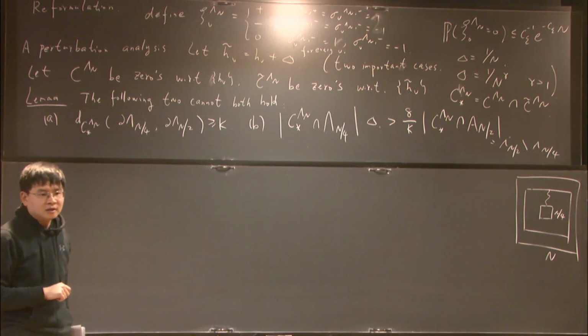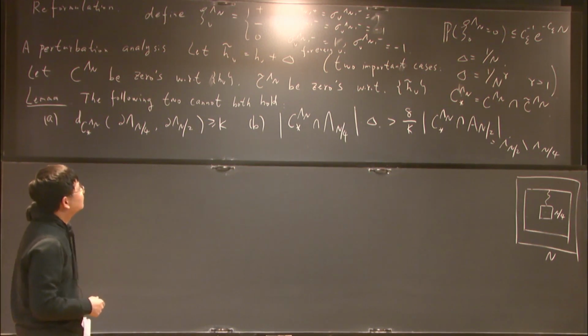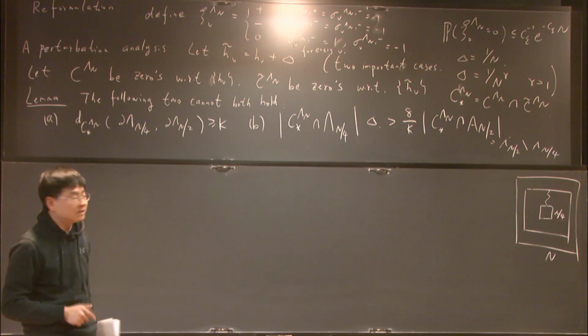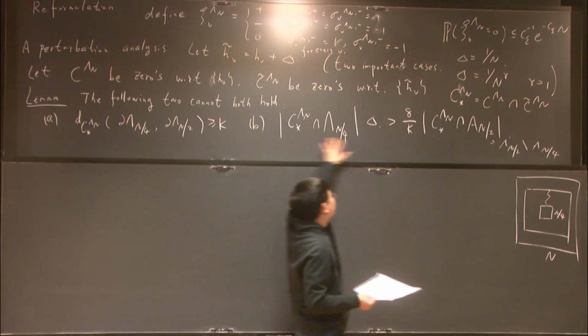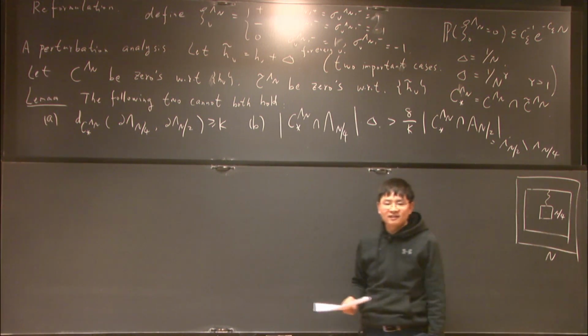Say cannot both hold, you mean there's only a small probability? This is a deterministic statement. The HV in this statement is deterministic. There is no Gaussian here.